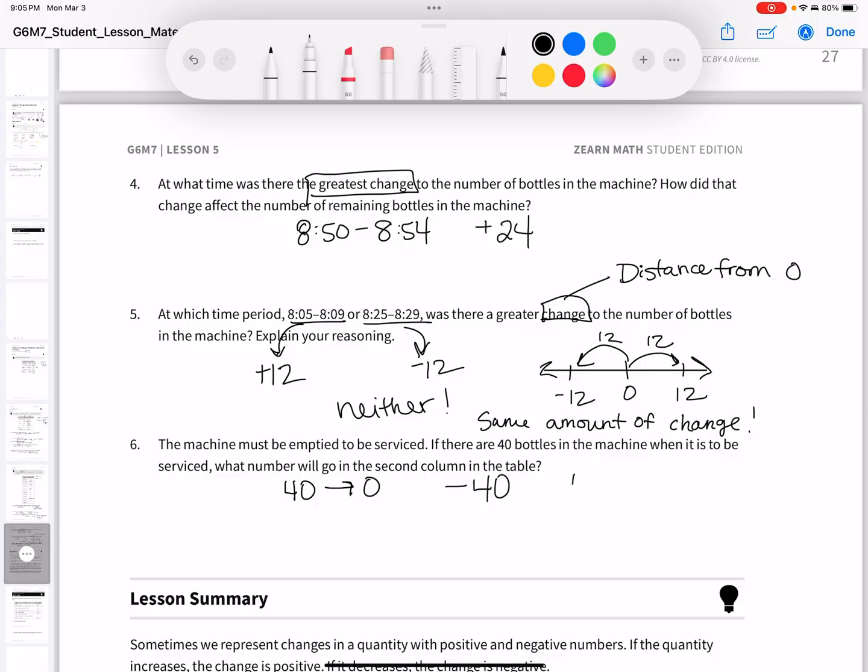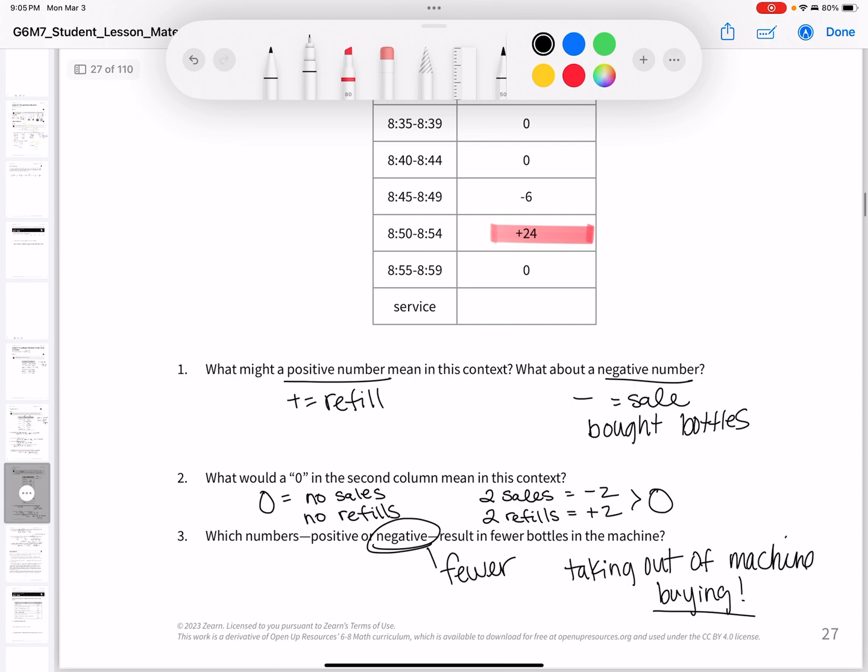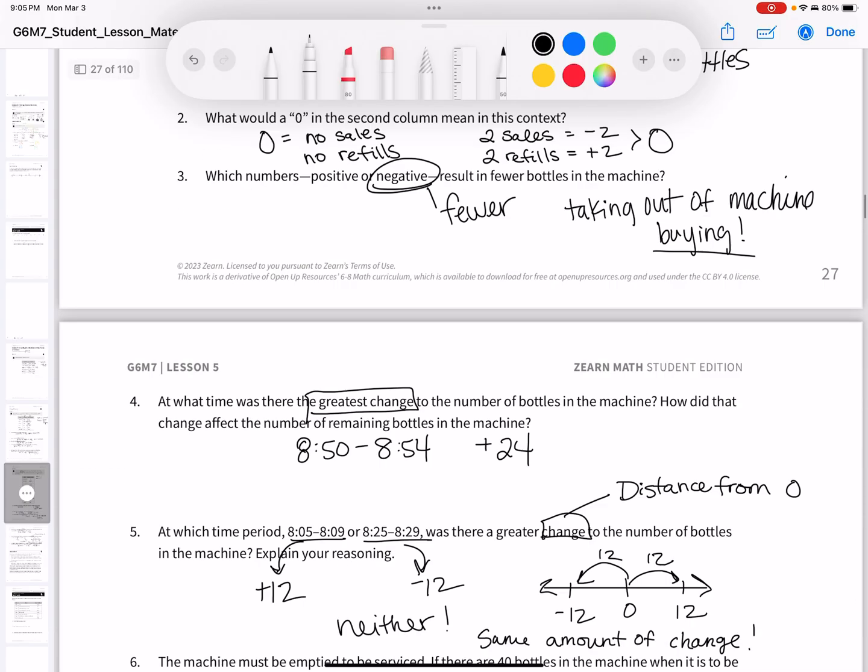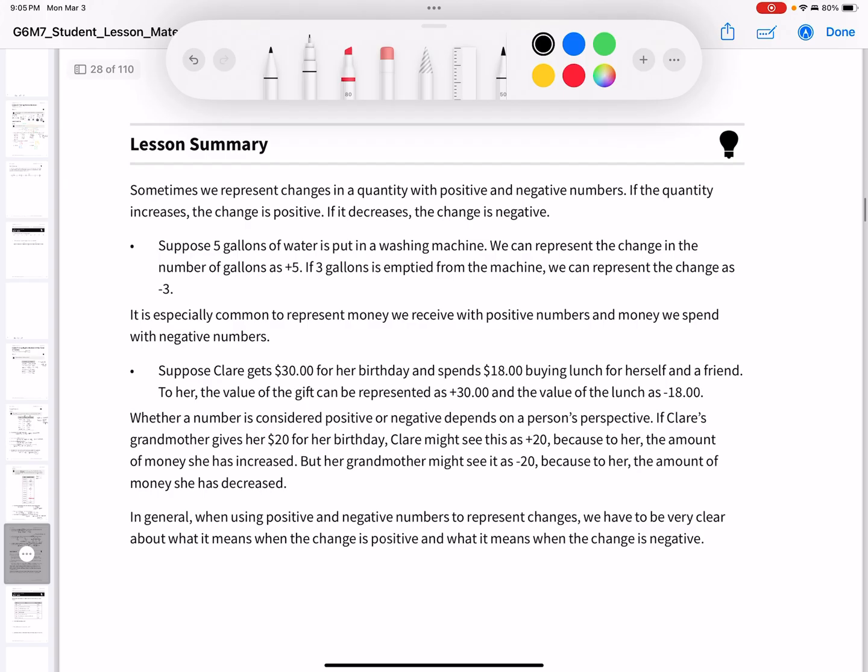So that would be like doing 40 minus 40 to get a 0. What did we do? Well, we subtracted 40. We minus 40. We got negative 40, right? So the number that should go here would be negative 40 because we had to take 40 bottles out of the machine so that it would be empty so it could get serviced. All right, go through your lesson summary.